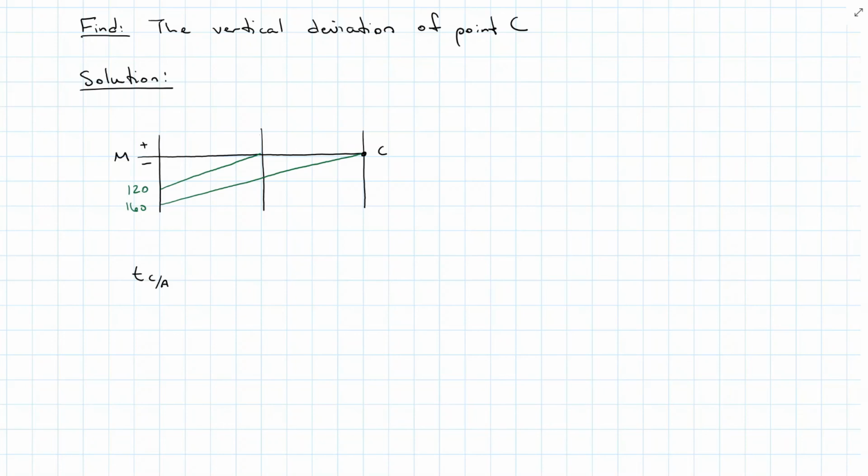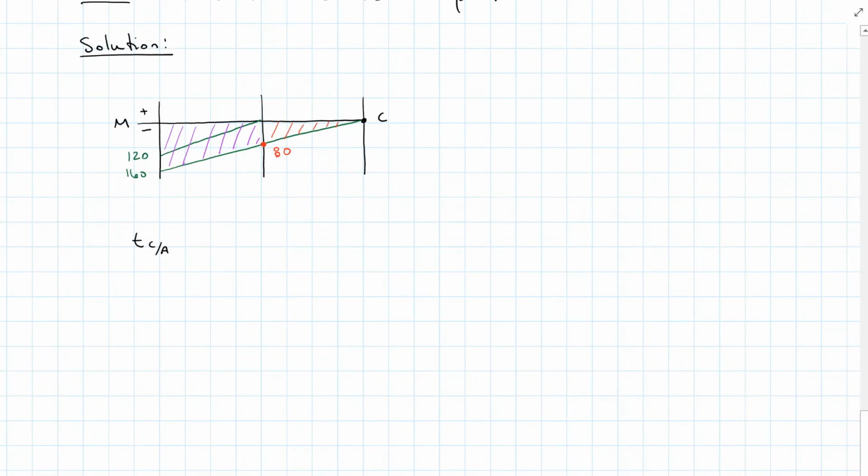Now here's the fun part. We have that change in material and cross-section at B. So I've got my purple zone here and my red zone. So let's start with the red, and we stop at B, which has a magnitude of 80 kilonewton meters. So taking just the red area, I have 1/2 base times height times the distance to its centroid from C, which is 2/3 of 4 meters, and that is going counterclockwise, so it's added.